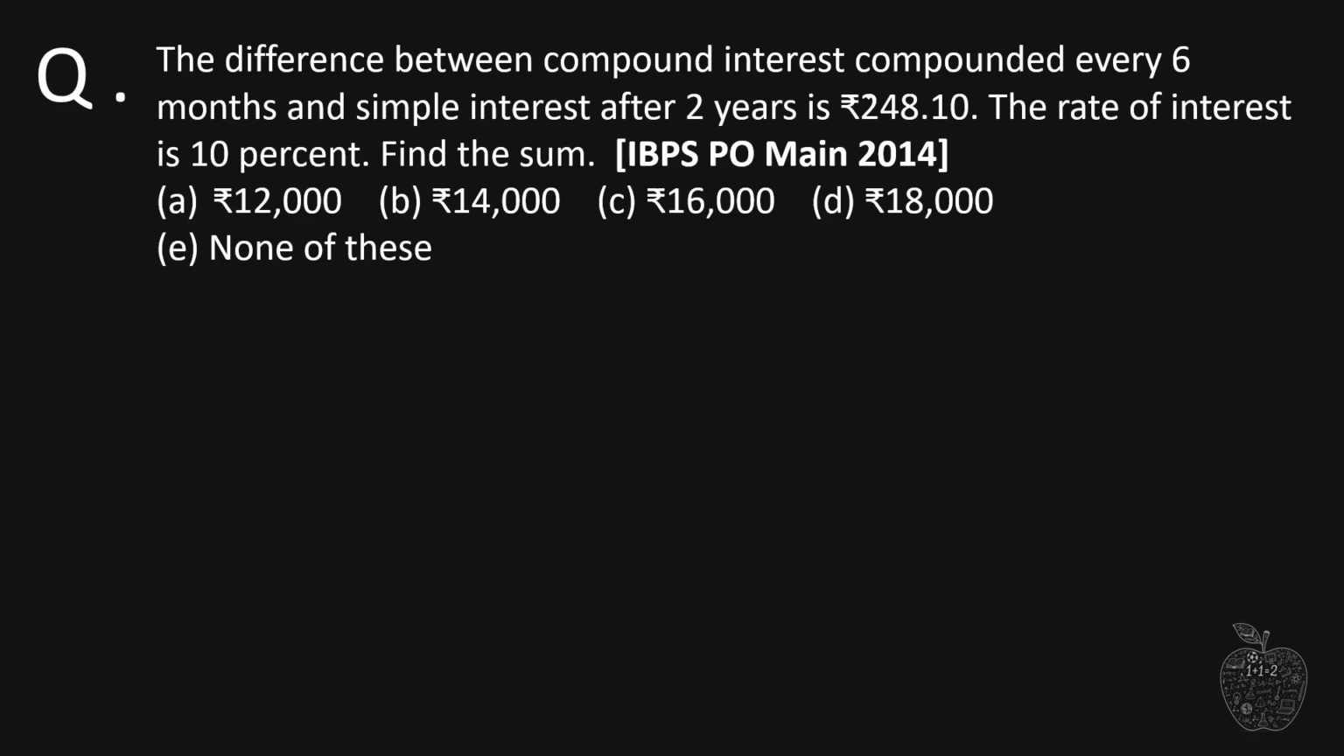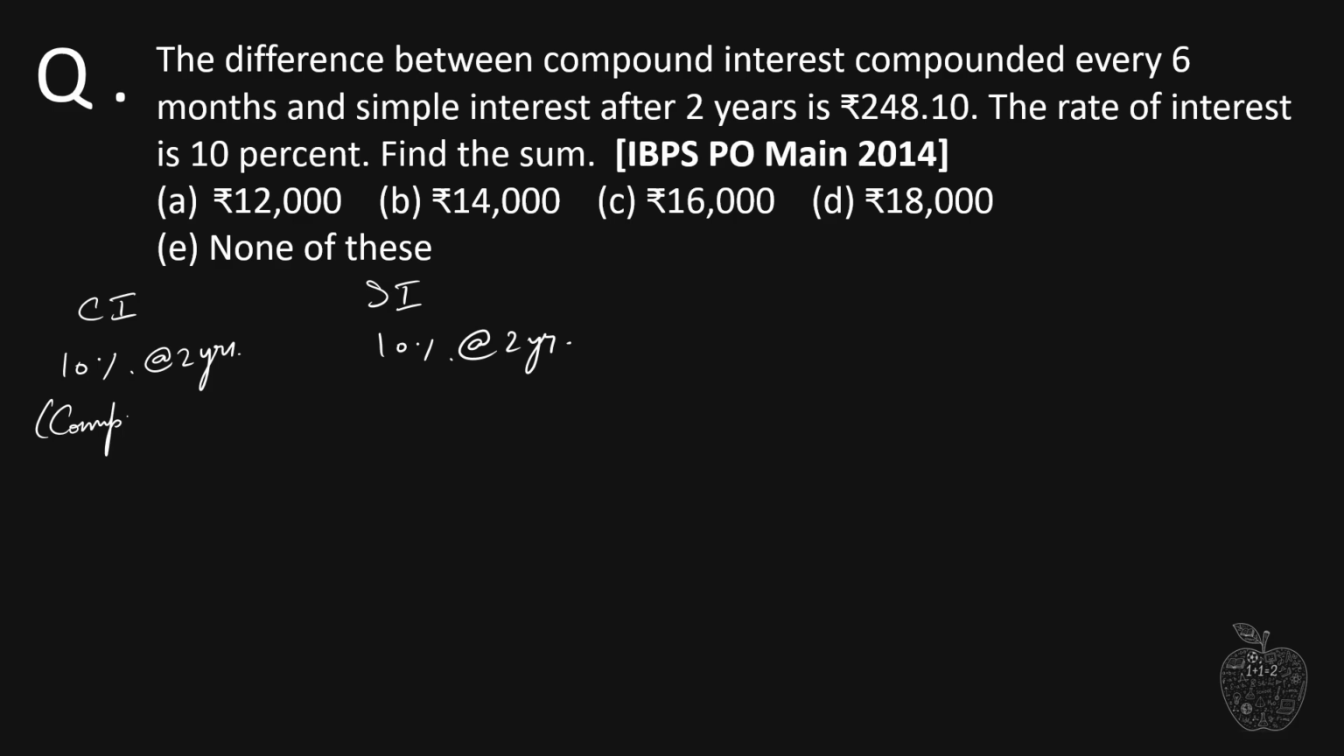The difference between compound interest compounded every 6 months and simple interest after 2 years is 248.1. The rate of interest is 10%. Find the sum. There are two interests, compound interest and simple interest. The rate of interest for both is 10% for 2 years, but for compound interest, it is said that it is compounded every 6 months.